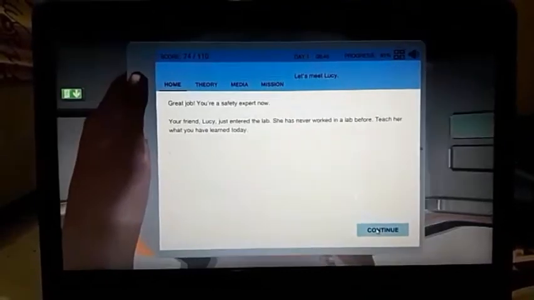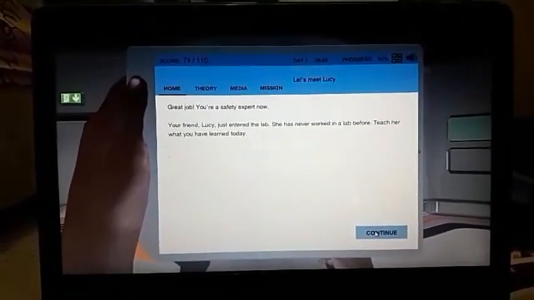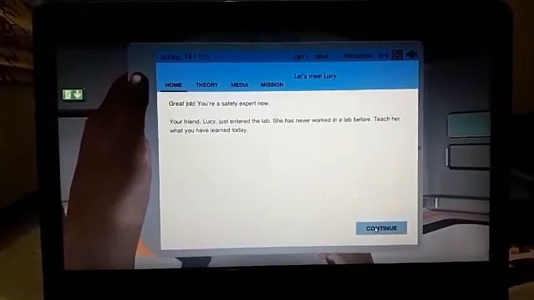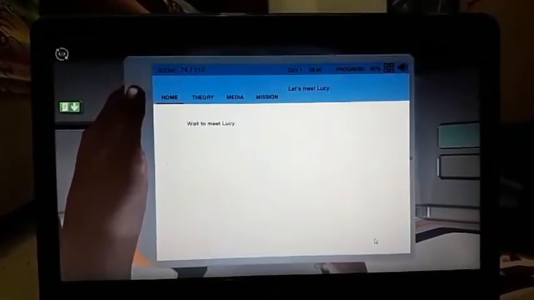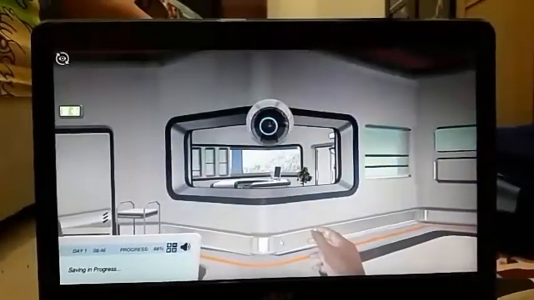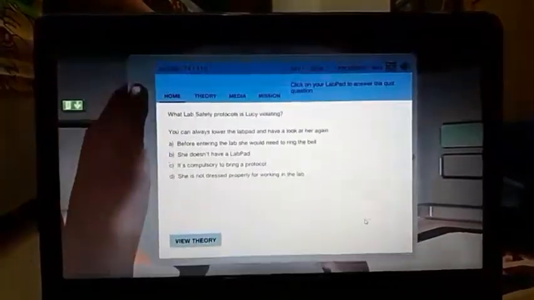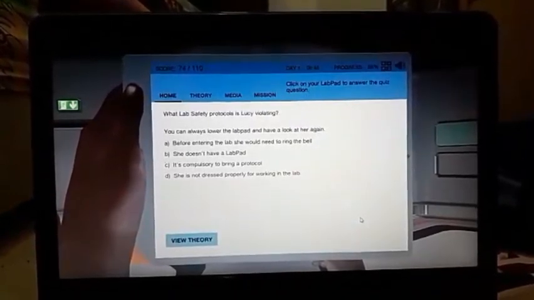Great job. You're a safety expert now. Your friend, Lucy, just entered the lab. She has never worked in a lab before. Teach her what you have learned today. What lab safety protocols is Lucy violating? You can always lower the lab pad and have a look at her again.